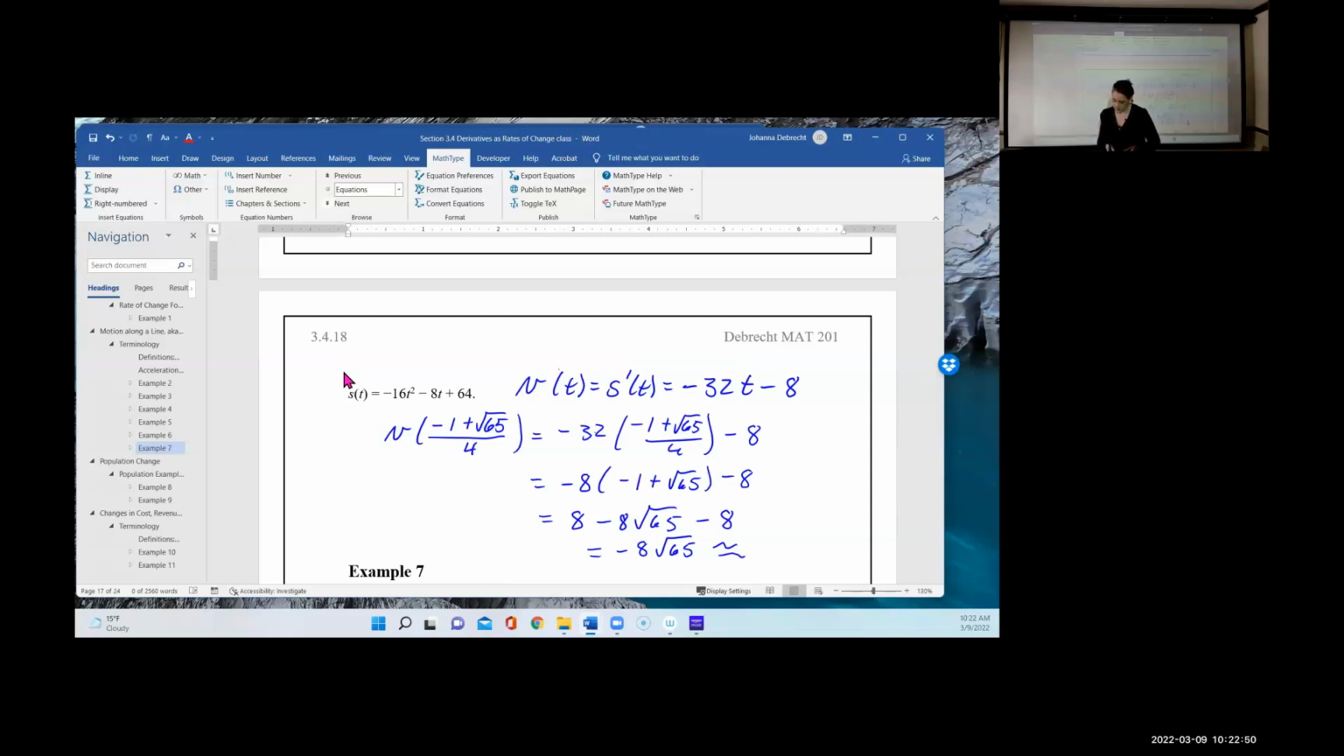Which is about, what is that? About 64.5. So negative 64.5 feet per second. So it's moving at a pretty good clip. All right. Definitely not something you want to be in the way of when it starts to fall. All right.